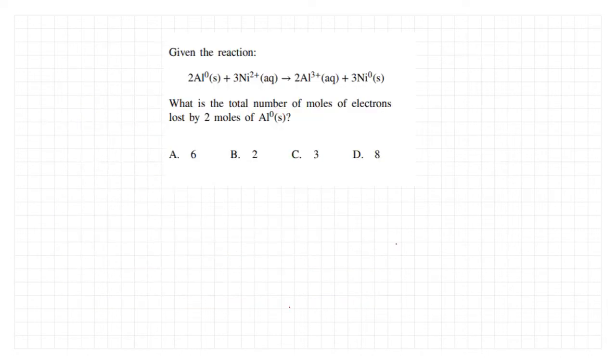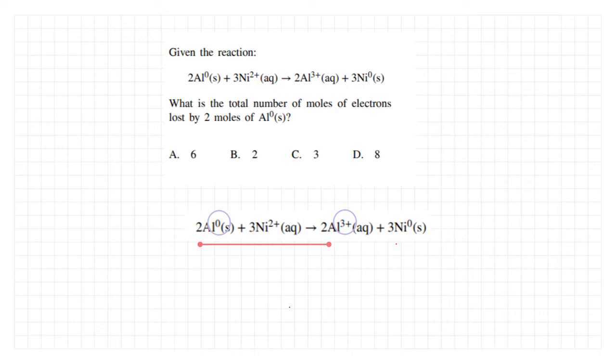Okay, the next question is, we are given a reaction. As it seems at the question, what is the total number of moles of electrons lost by 2 moles of aluminium? Okay, so here is the question. We could tell that each of the aluminium has 0 and 3 electrons. So from this we could tell that 0 times 2 is 0 and 3 times 2 is 6. So the difference between 0 and 6 is 6, so we could tell that the answer is A.